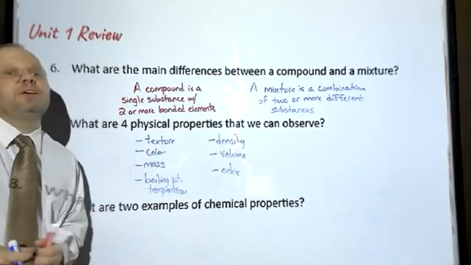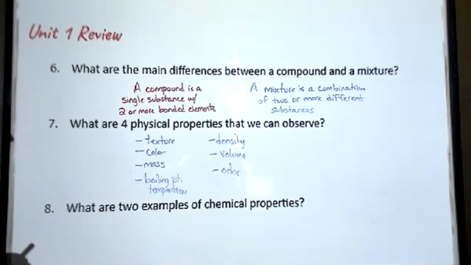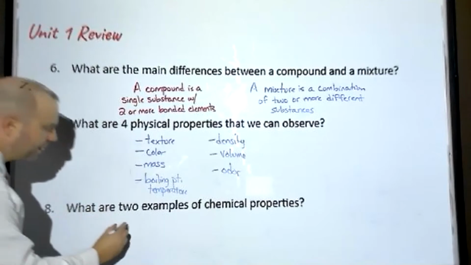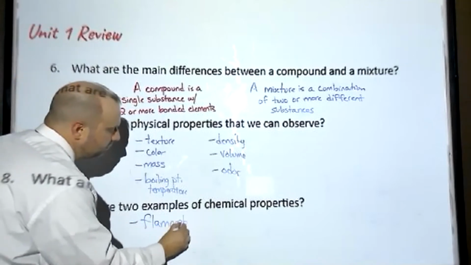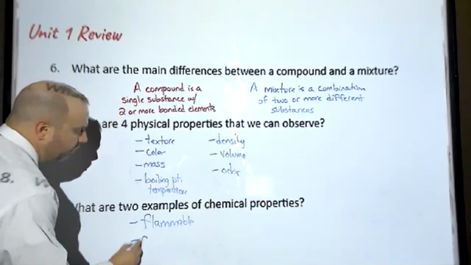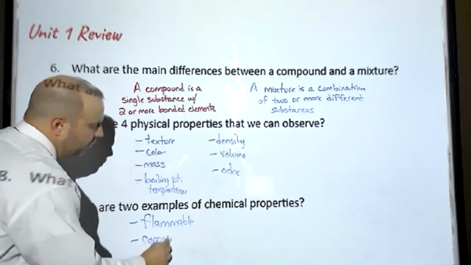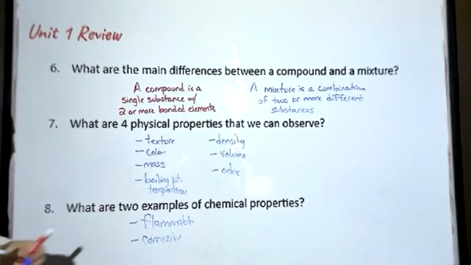The bottom one down here says, what are two examples of chemical properties? So chemical properties could be things like if a substance is flammable, or if a substance is corrosive. So if it eats away at metals. So those are examples of chemical properties.